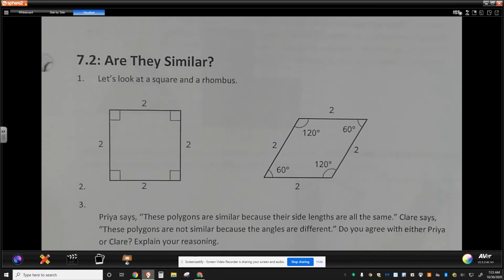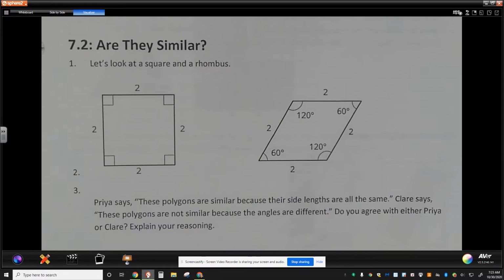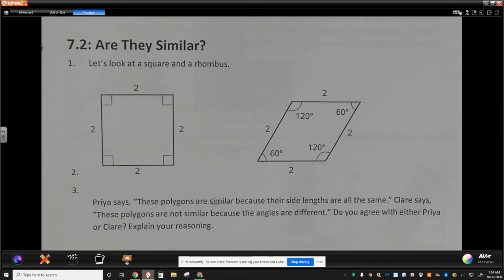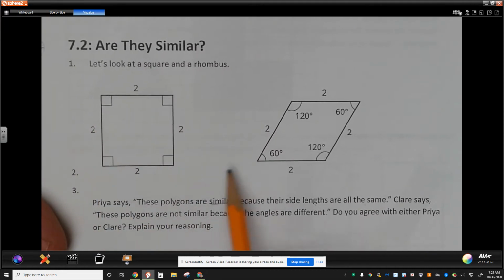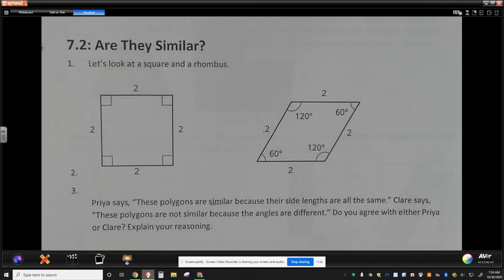Looking at the next set, are they similar? We're going to be talking about, in the next two problems, a couple of kids that have their point of view on these different pieces. Let's say you take a square and a rhombus, and Priya and Claire are looking at the same two figures. Priya says these polygons are similar. So she's saying similar because their side lengths are all the same. So she's only looking at the side lengths, which she's right, the side lengths are all the same.